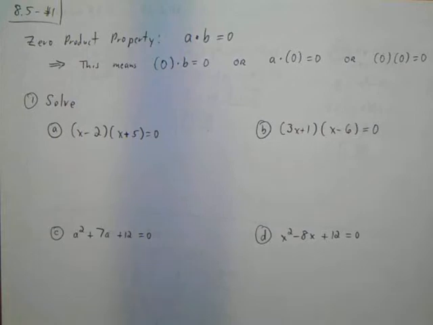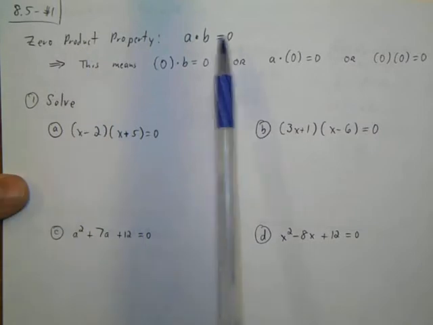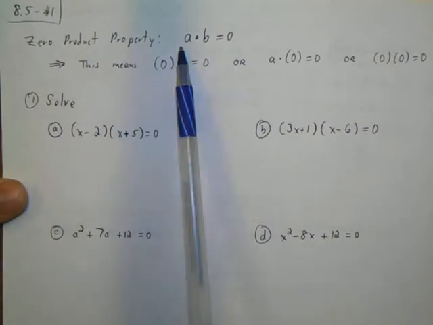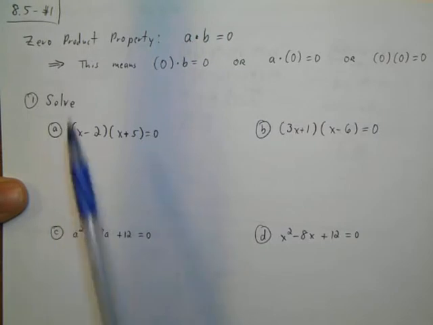8.5 from Math 70. This is notes section number 1. You can see at the very first part here, the zero product property. Think about that: product means multiply, and we're talking about 0. So anytime we get an answer of 0 when we multiply two numbers, I think you already know this intuitively.